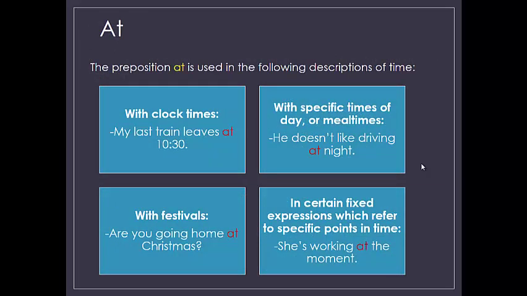The preposition at is used in the following descriptions of time. With clock times. My last train leaves at 10:30. With the specific times of day or meal times. Example: he doesn't like driving at night. With festivals. Are you going home at Christmas? In fixed expressions which refer to specific points in time. Example: she's working at the moment.